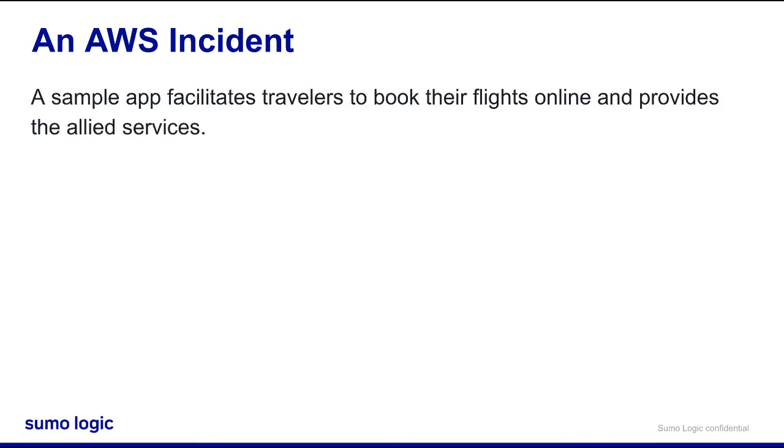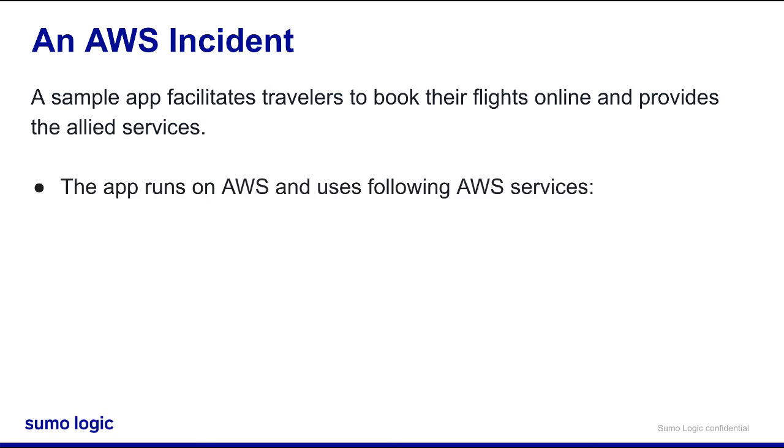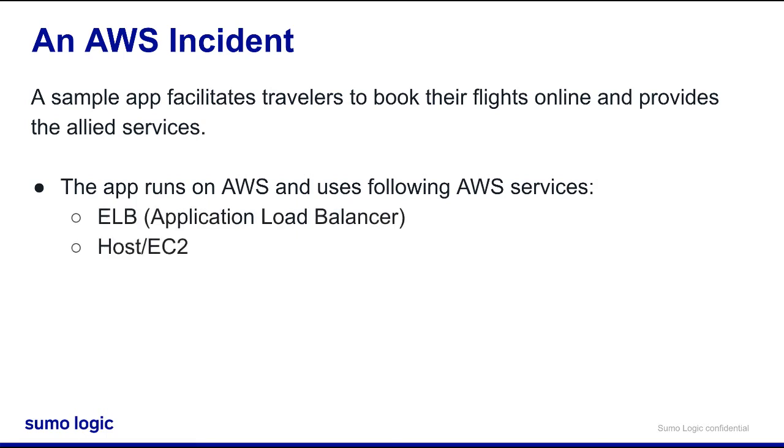This sample app helps travelers book their flights online and provides the associated services including hotel booking, sightseeing, and arranging visits to well-known places at the destination. The app runs on AWS and uses certain AWS services, including ELB, Application Load Balancer, Host EC2, and DynamoDB. The app faces unusual latency while loading.